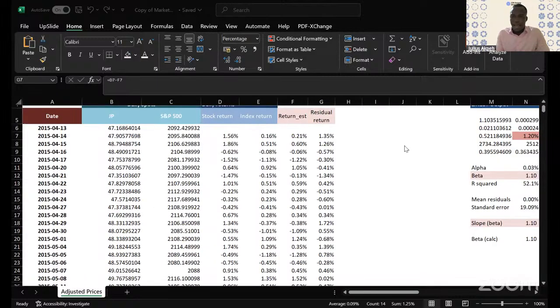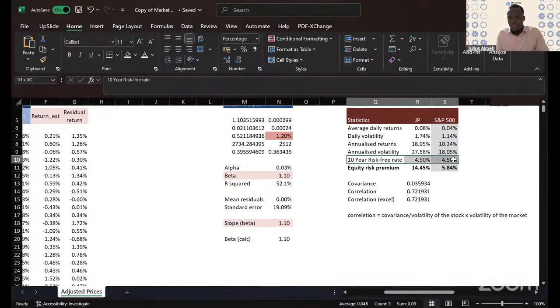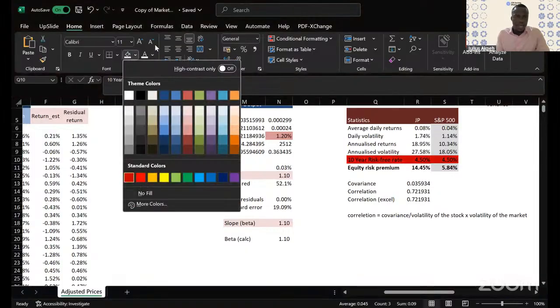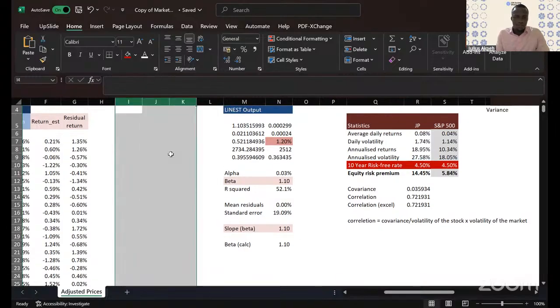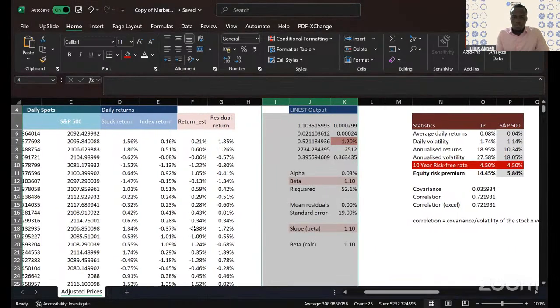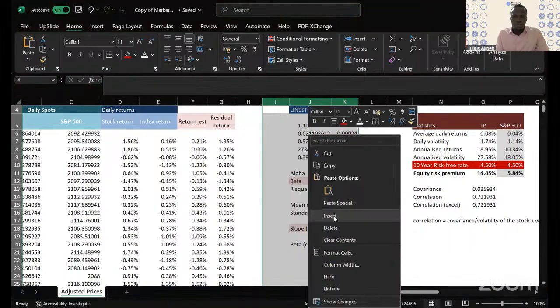Let me unshare this particular screen and then share my Excel screen. Go back to my Excel, and now I have my Excel here. So what I'm going to do now is that I have the risk-free rate already: the 10-year risk-free rate of 4.5. Let me highlight it so you can see. And let me delete the space here so that it will be closer to the data. No, I shouldn't have deleted the space because I want to do this here.